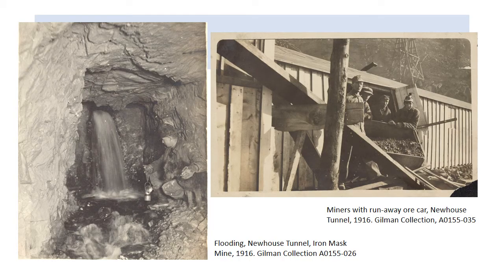Okay, on the left we have a miner holding a mine lamp and with his hand around his dog looking at a flood breakout in the Newhouse Tunnel of the Iron Mask mine, where water is now flooding this portion of the mine. On the right, we've got miners posed next to a runaway ore car. Obviously, the cart has stopped, but this is in the Newhouse Tunnel, and before it stopped, it crashed through the siding and tipped over partially.